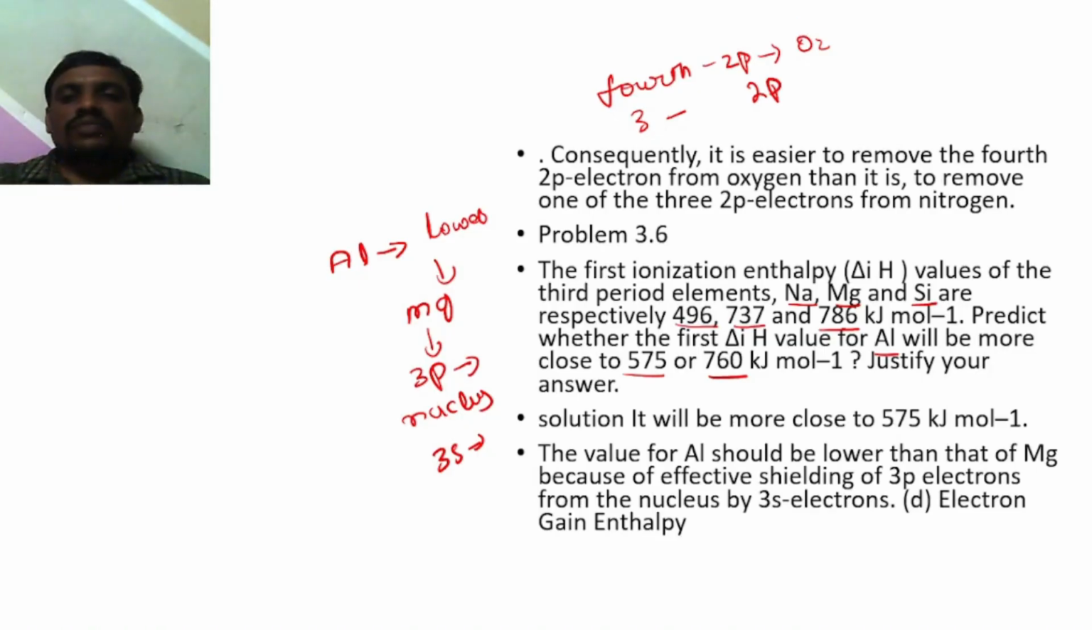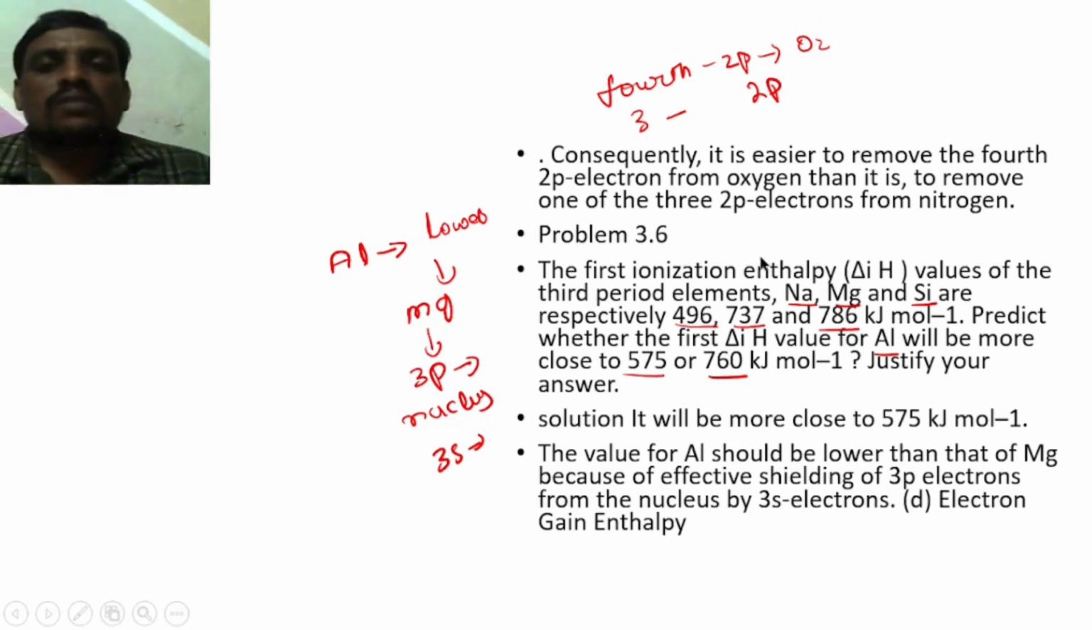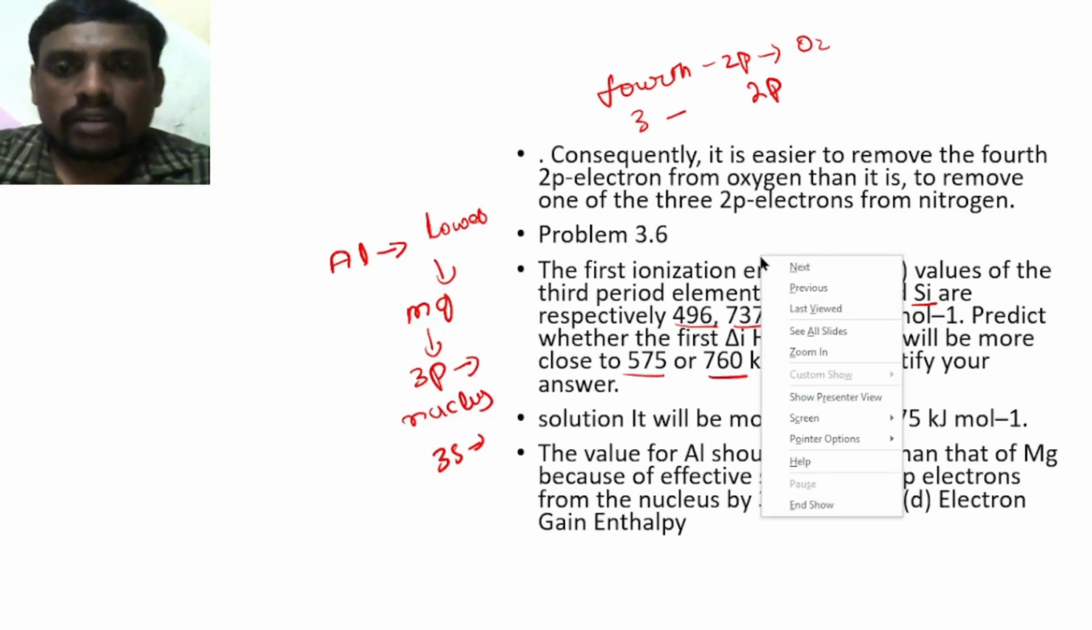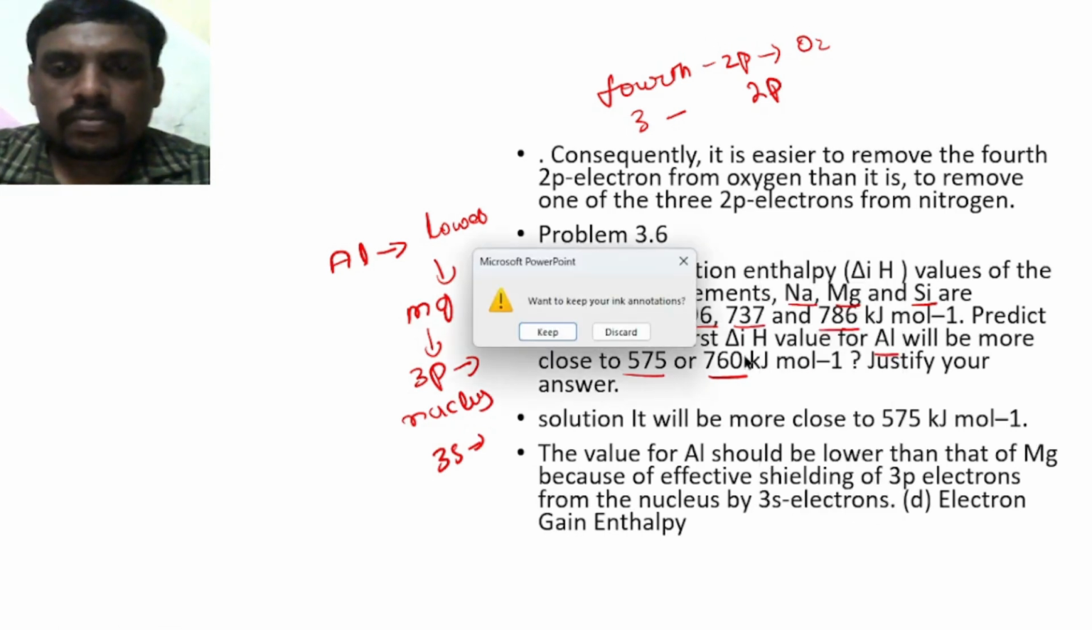So we have seen so far what ionization enthalpy is: the first ionization enthalpy, the second ionization enthalpy, and the third ionization enthalpy. The remaining part we will discuss in the next video. Thank you. Have a nice day.